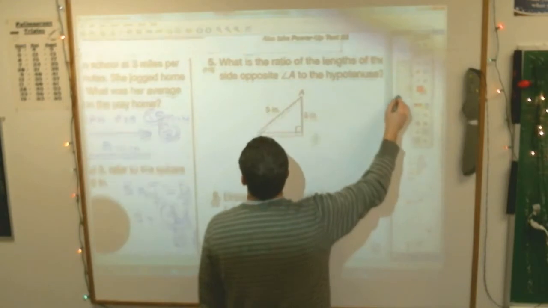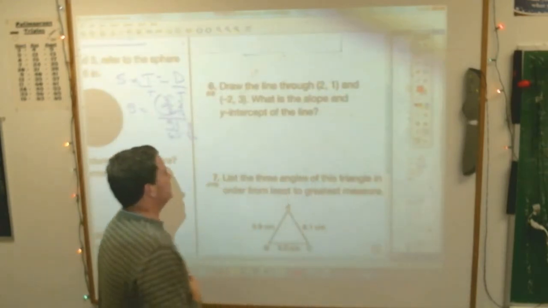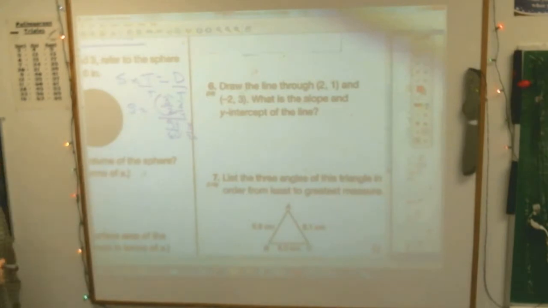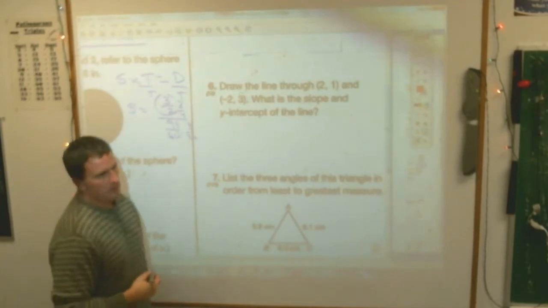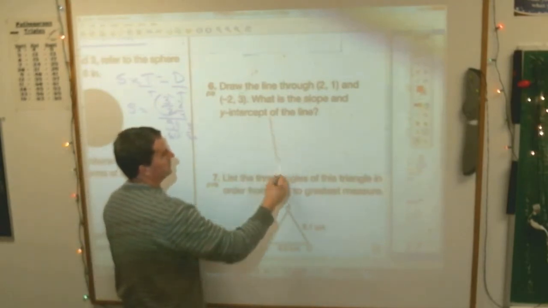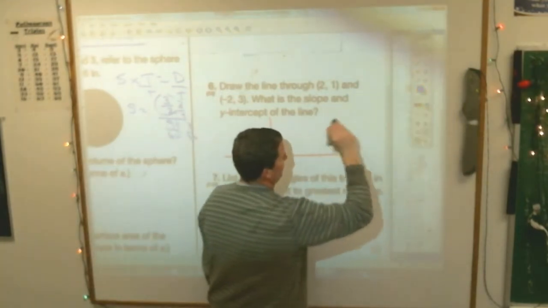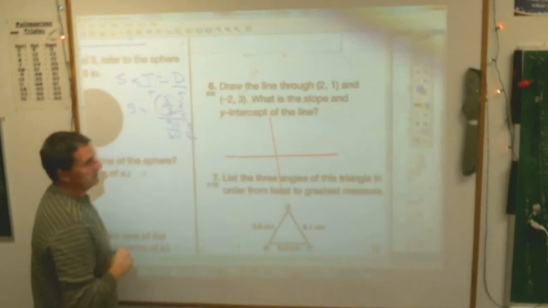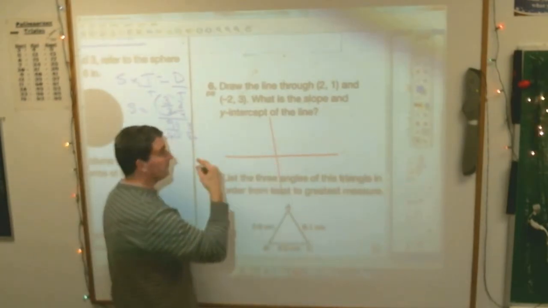Anybody know where number 6 is? Draw the line through 2, 1 and negative 2, 3. What's the slope and y-intercept of the line? And people, if you freehanded this, you are just foolish. Unless you can do it kind of like I can. And I don't even recommend that, but I will do it because I look at it as a challenge. Those are pretty straight lines.